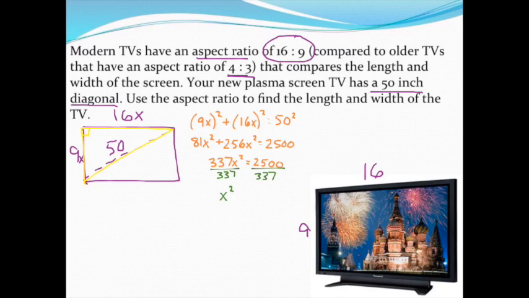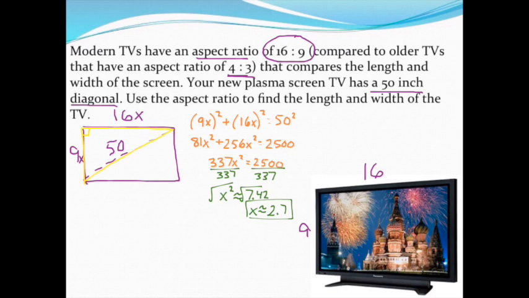At this point, I get a pretty nasty decimal, so I went ahead and rounded that. 2,500 divided by 337 got me about 7.42. And then to finish this, I took a square root to get rid of that squared. Again, I'm going to get a decimal, so I rounded to one decimal place. I got x equal to about 2.7.